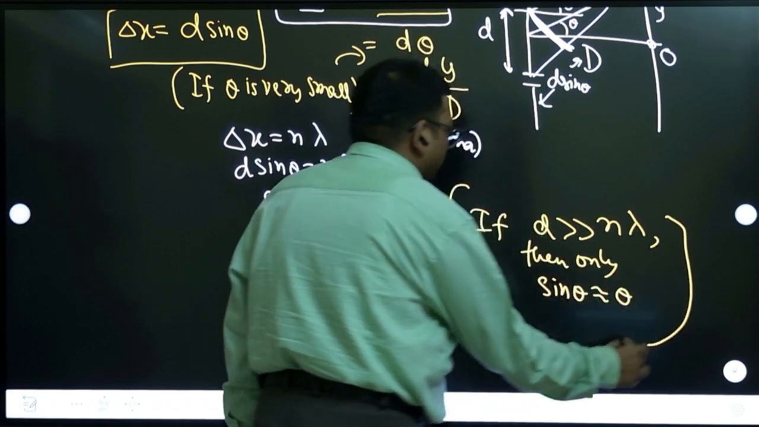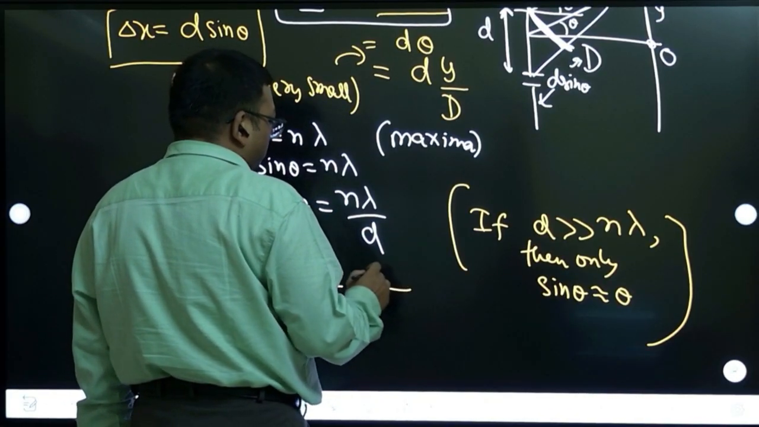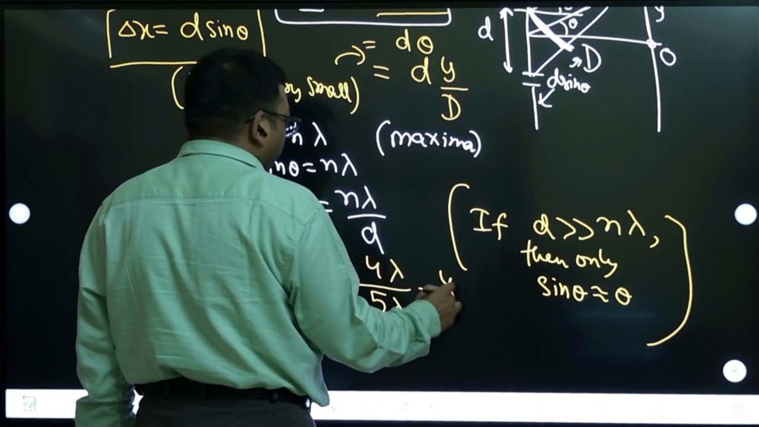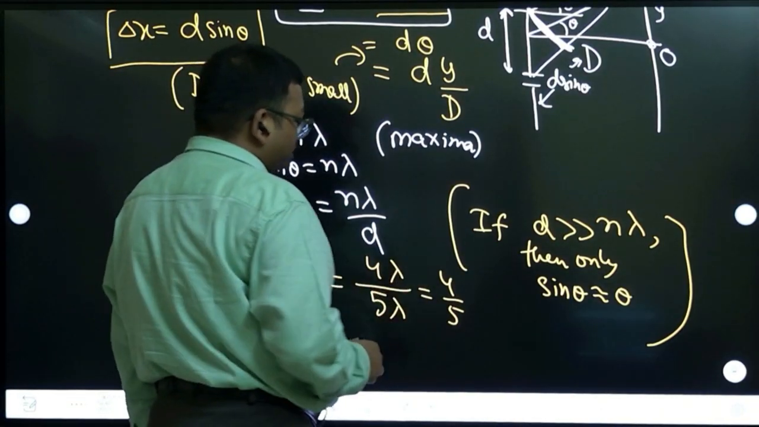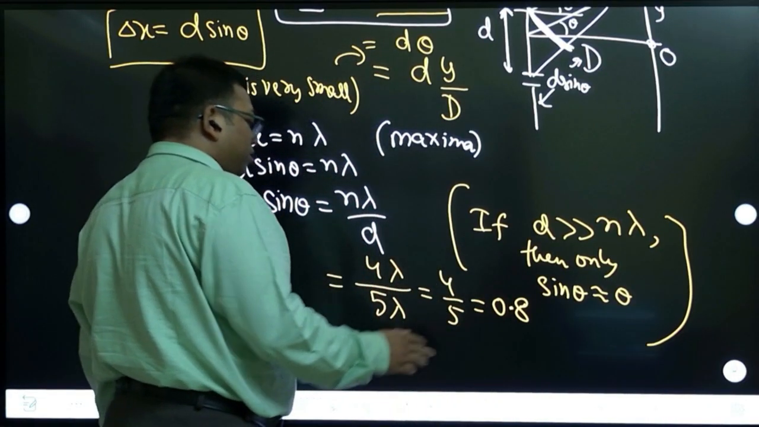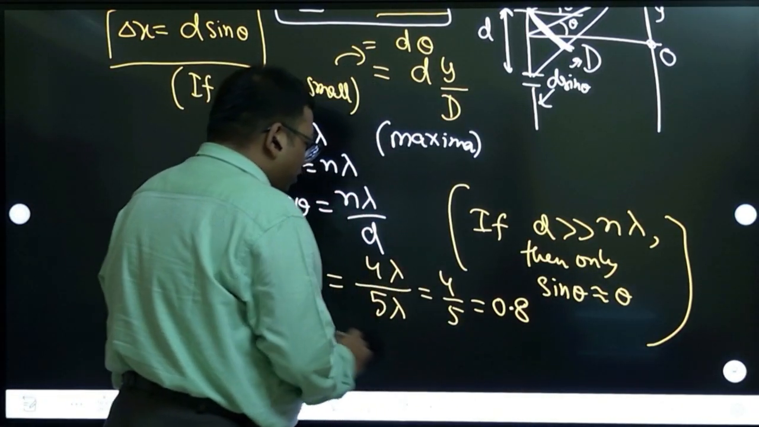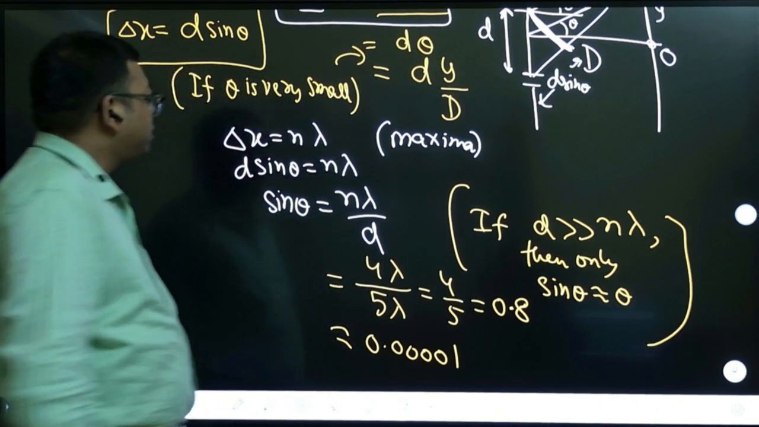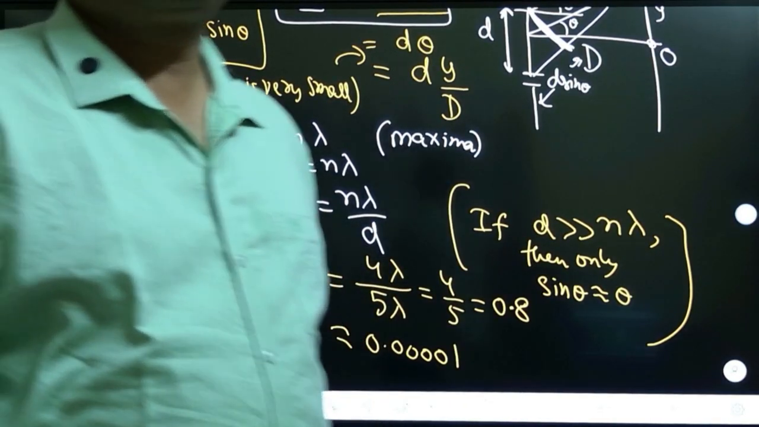Okay. I think this condition they need to tell. But here they have given us d as 5 lambda and this as 4 lambda. So this has come as 4 by 5. This is where the problem is happening. 4 by 5 is nearly 0.8, right? 0.8 it is. It is not very small. Very small means it should come nearly 0. If it is coming, let us say, 0.00000001 like that, then you can write sine theta as theta, because sine theta is very small, theta is very small, right?